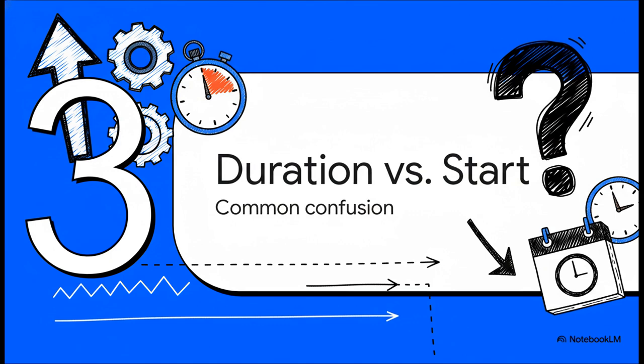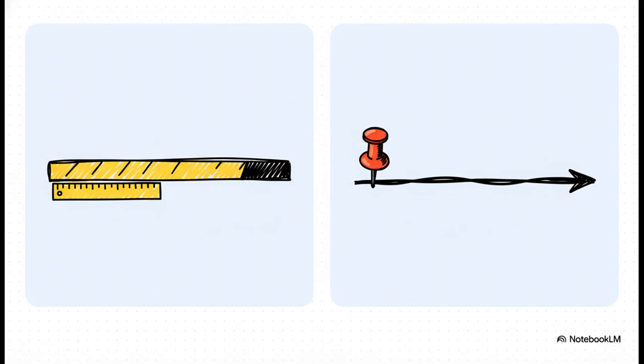Okay, let's get into what is honestly one of the most common points of confusion for pretty much everyone learning English. We're talking about duration versus a starting point. This one is a big one, so let's break it down. So here it is, for versus since.